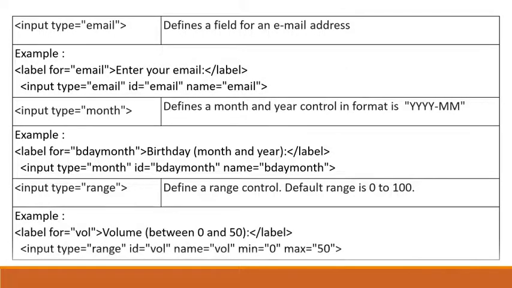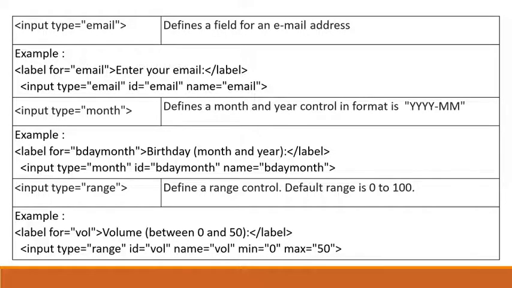So here the example is label for email, enter your email, and slash label. So input type is equal to email, ID is equal to email and name is equal to email. Here a text box will be provided to you with an underscore sign.